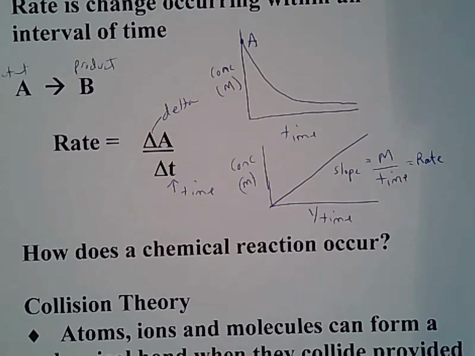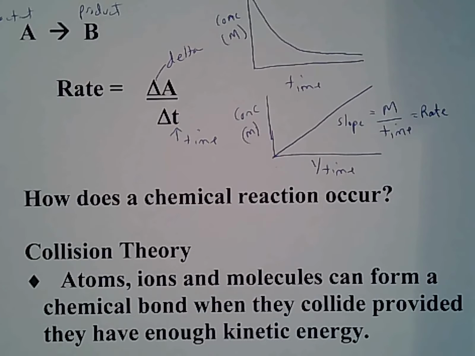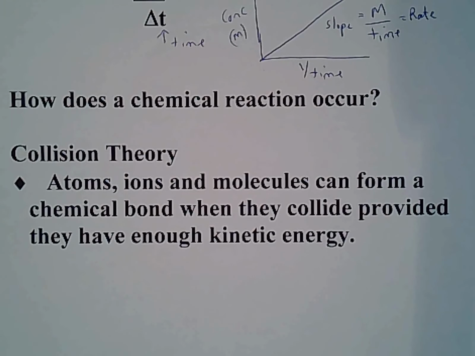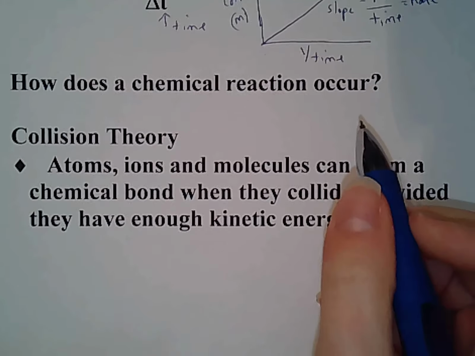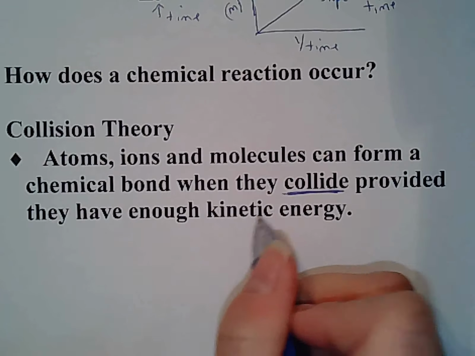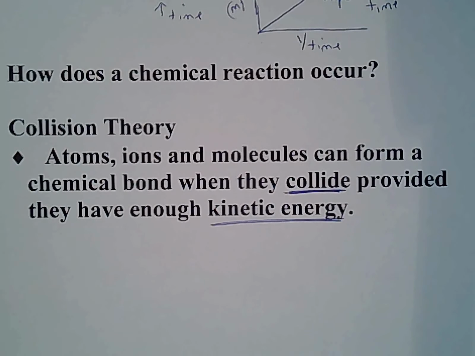So going with the idea of rates, how do we know a chemical reaction occurs? What was kind of alluded to in the thiosulfate lab is something called collision theory. Collision theory states that atoms, ions, molecules, whatever it happens to be, can form a chemical bond when they collide, provided they have enough kinetic energy. The key to this definition is the word collide, because it's collision theory. But then we also have something called kinetic energy.